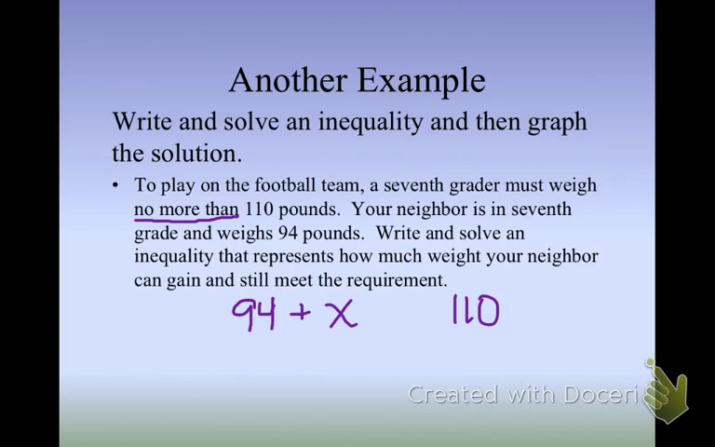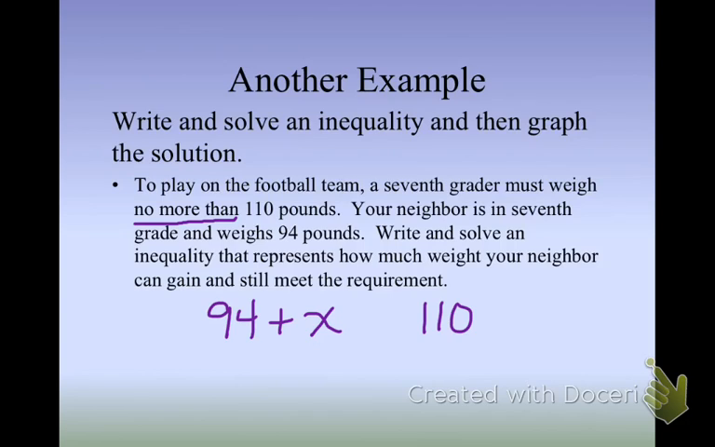You can look back in your notes at the table you filled out. Which one of those meant no more than 110? Okay, I hope you've been able to locate that it was the less than or equal to symbol. So 94 plus x is less than or equal to 110. It could be equal to 110, but not more than 110. So it has to remain less than or equal to, but 110 is the top amount.